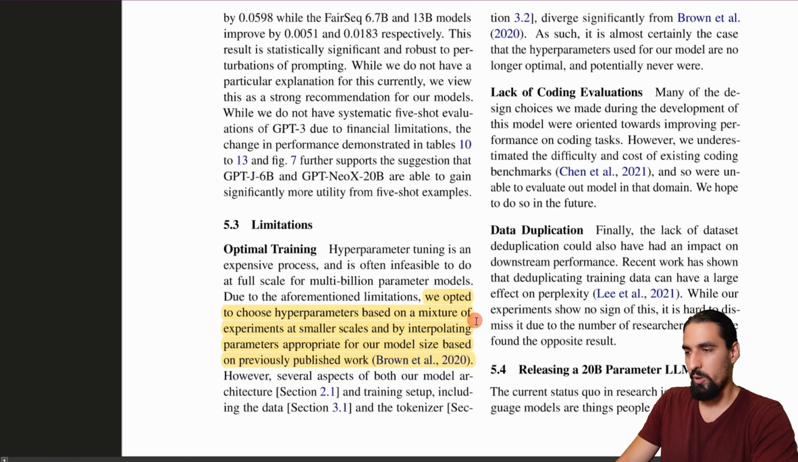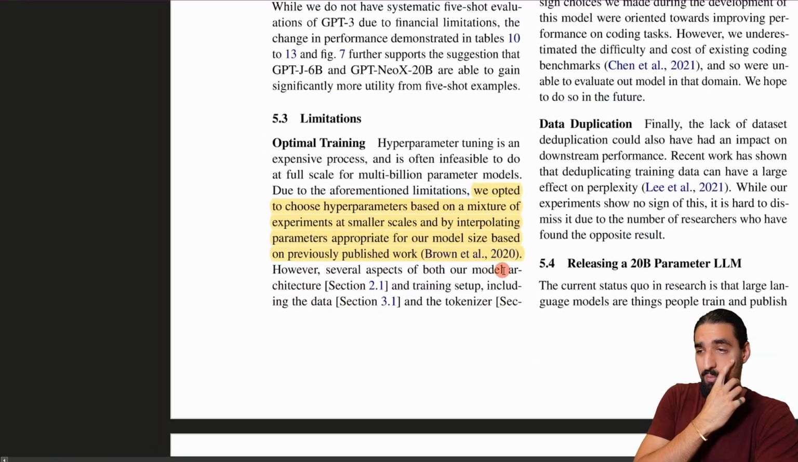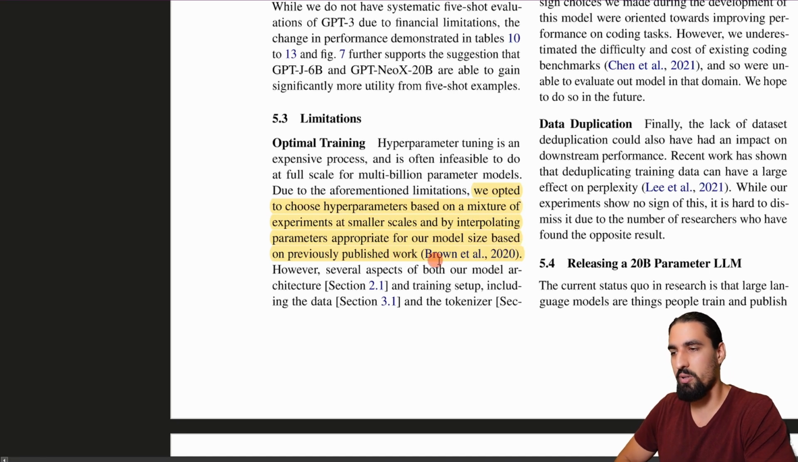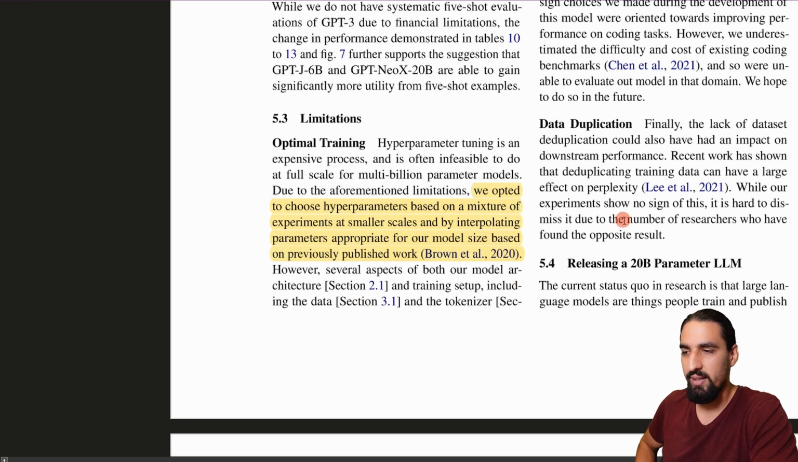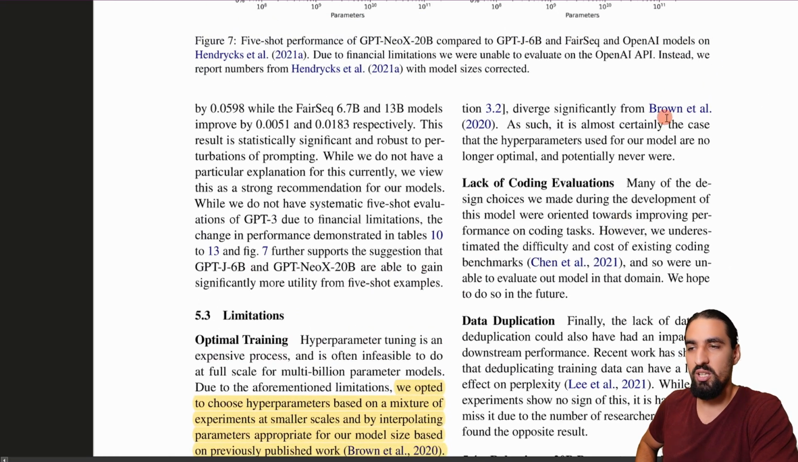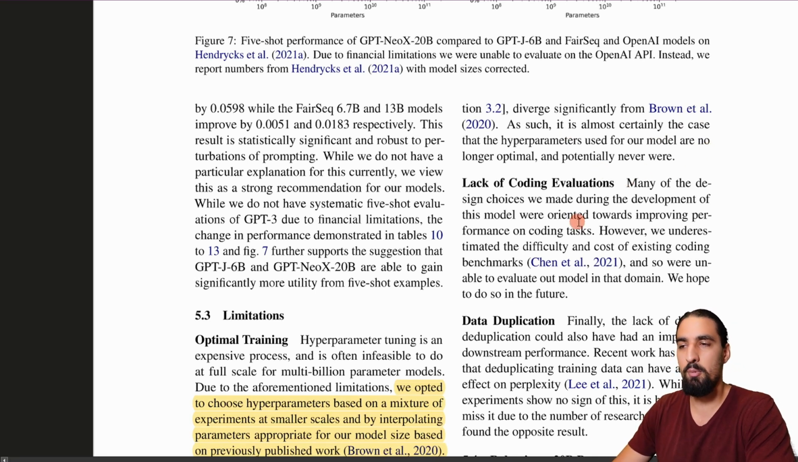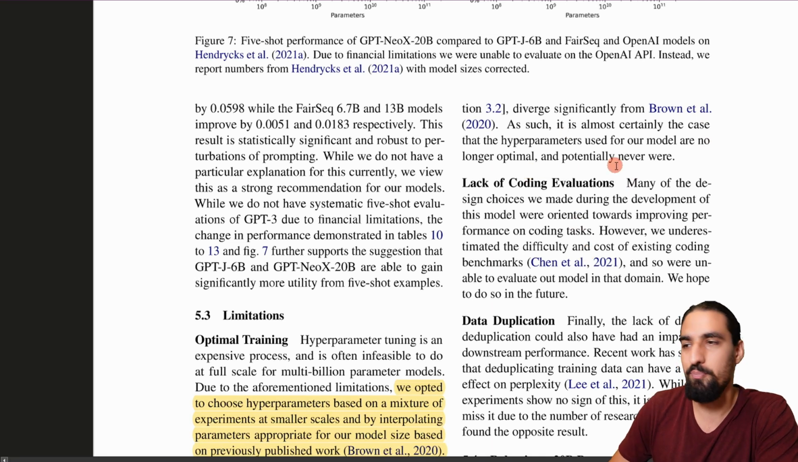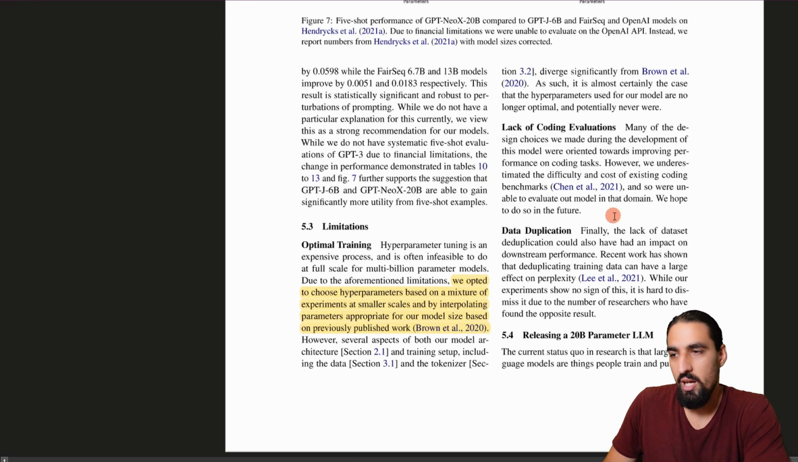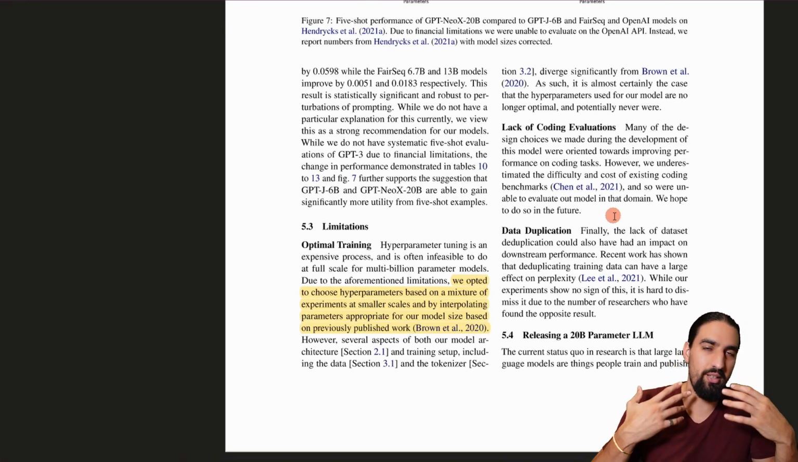And a final note here: we opted to choose hyperparameters based on a mixture of experiments at smaller scales and by interpolating parameters appropriate for our model size based on previously published work. However, several aspects of both our model architecture and training setup, including the data and the tokenizer, diverge significantly from GPT-3. As such, it is almost certainly the case that the hyperparams used for our model are no longer optimal and potentially never were.